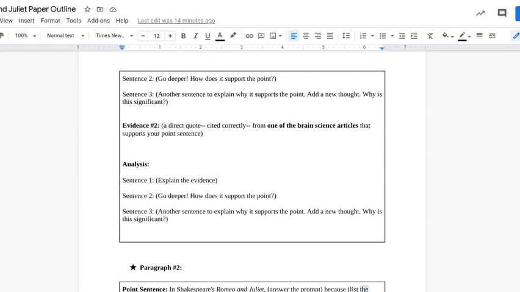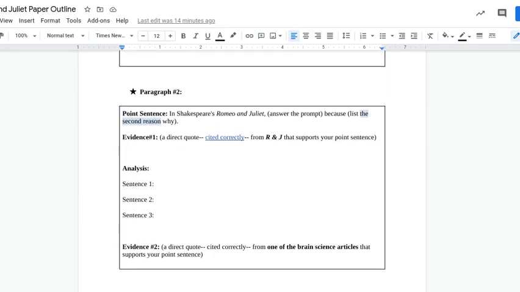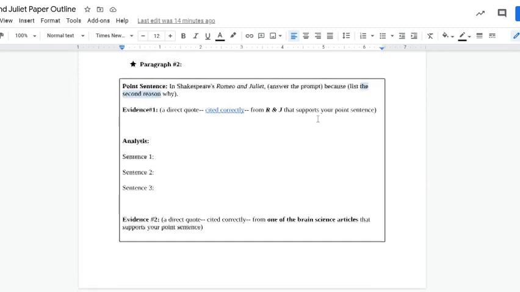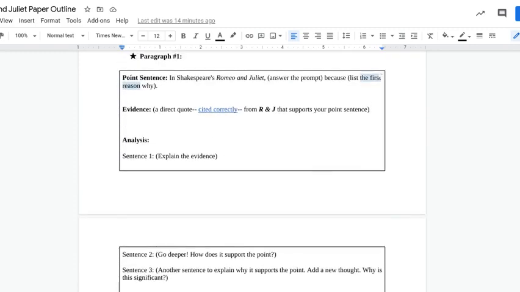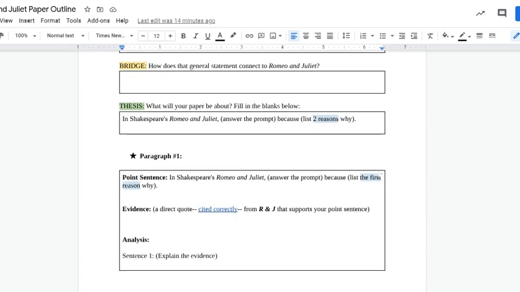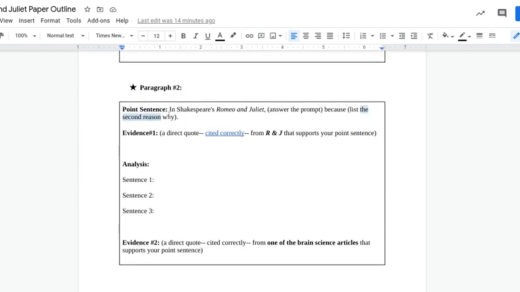So you're done with your second piece of evidence. That means you're done with your whole first paragraph. What you're going to do now is the exact same thing. So for this one, you're going to take your second reason from your thesis statement. So you're going to scroll back up to your thesis statement and find your second reason why Romeo and Juliet are or are not mature enough to make their own decisions in their lives regarding love. So that second reason, you're going to take that and you're going to move it down here.